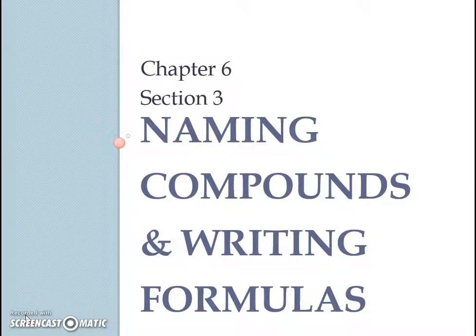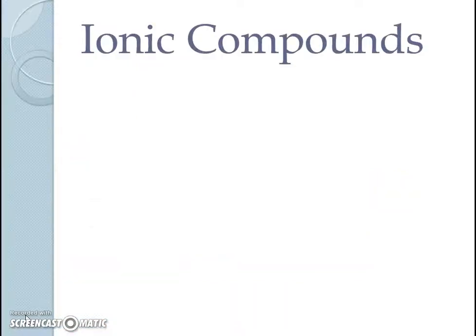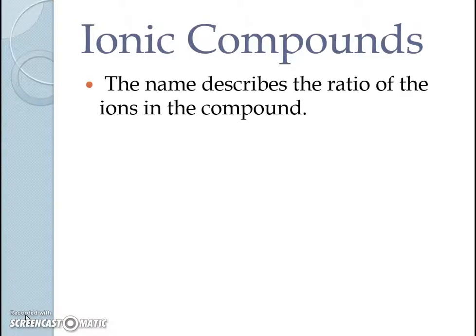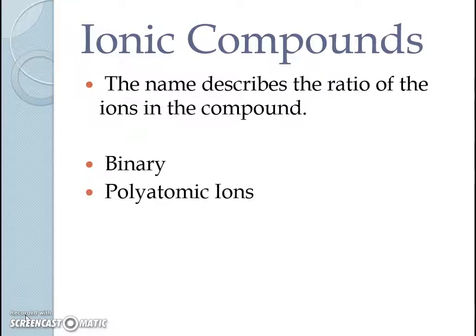Chapter 6, Section 3, Naming Compounds and Writing Formulas. We're going to be working on naming and writing the formula for ionic compounds only. And the name is going to describe the ratio of the ions that are in that compound. And there are two types that we're going to look at, binary and polyatomic.